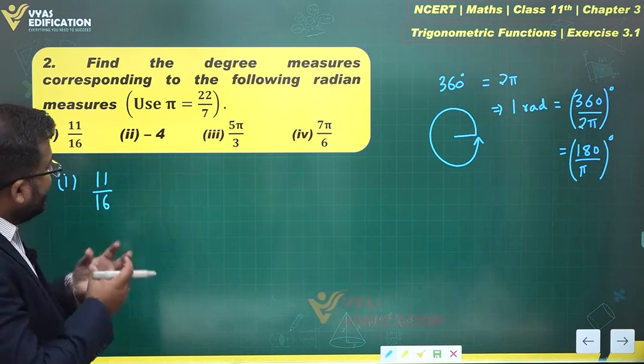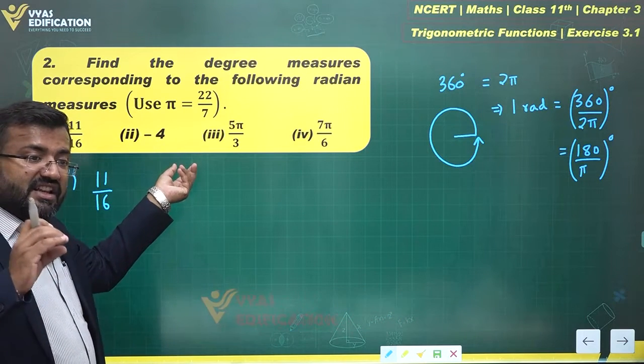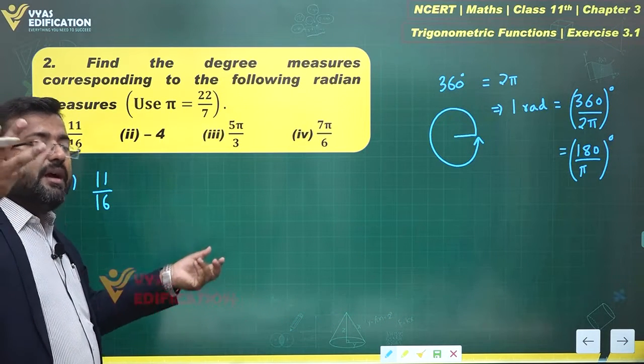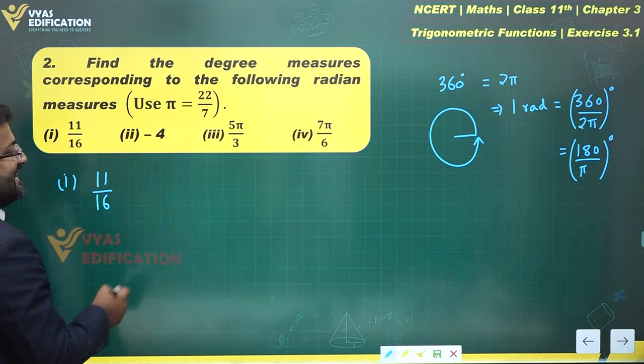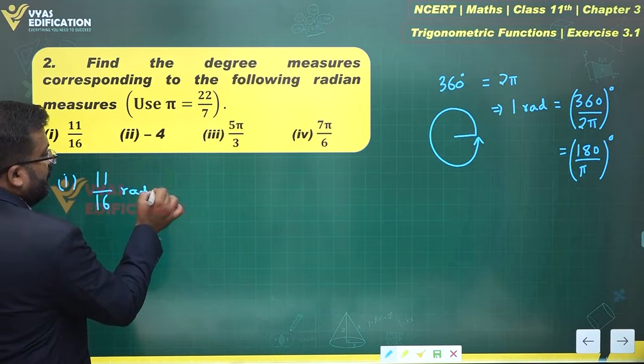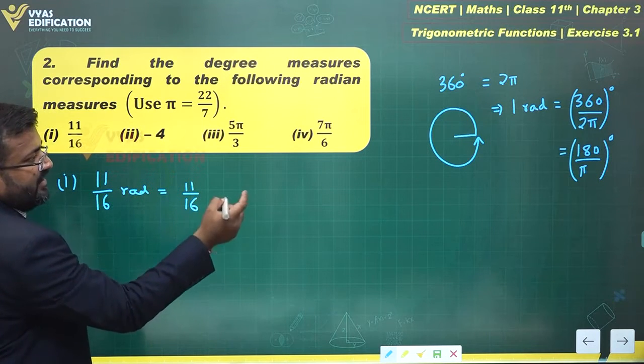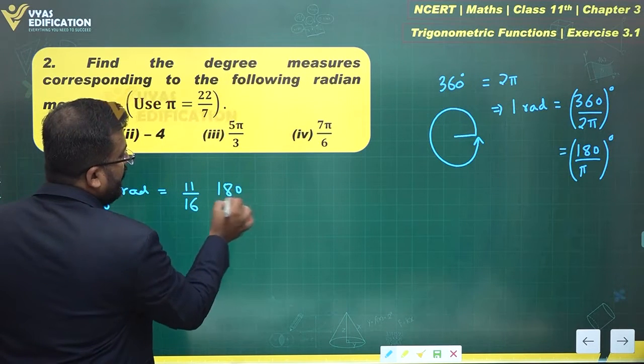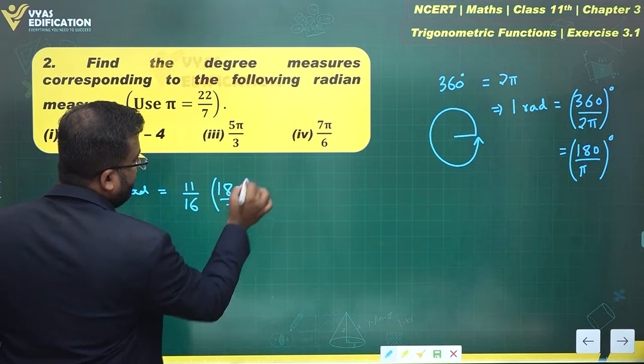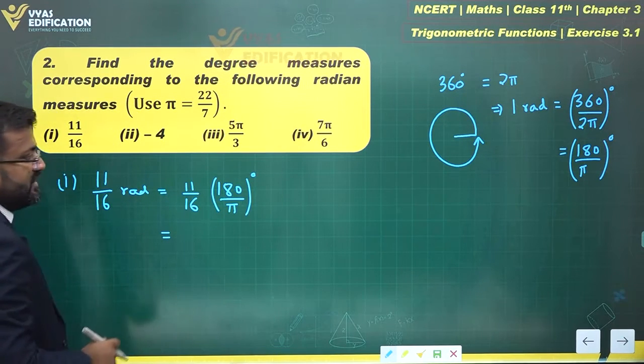You have to increase. In terms of radians, if this is the measure, then in terms of degrees, the measure would be bigger, right? So 11 by 16 radian would be equal to what? That will be equal to 11 by 16 times 1 radian. What is that? 180 over pi degree. That's what you have. And what does this convert into?